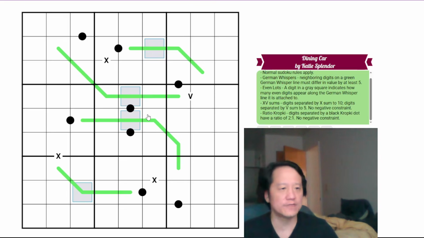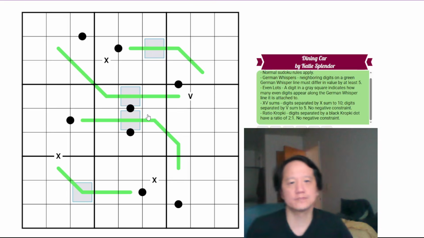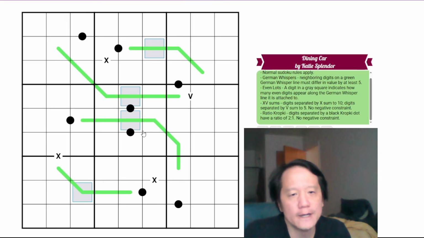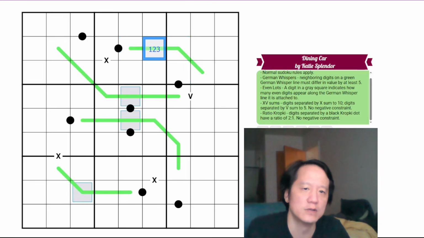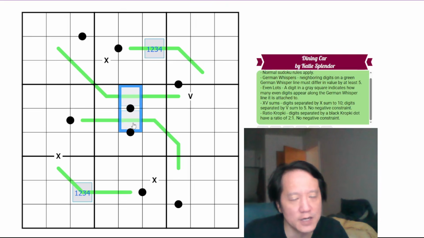Okay, first things first is, well, along these even lots, there are going to have to be, well, at most you have the number of digits along the whisper 5 line, right? So this is 1 through 4. This is 1 through 4. And these could be up to 6.